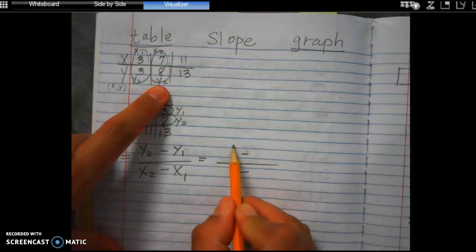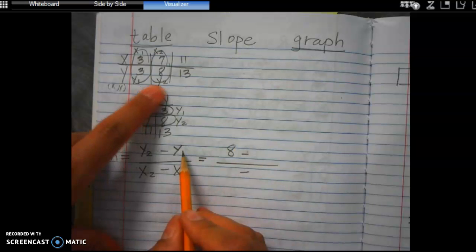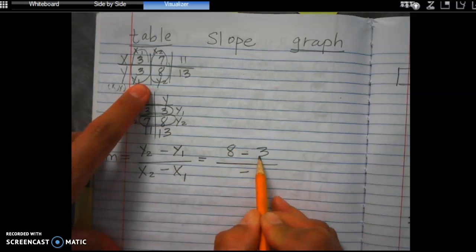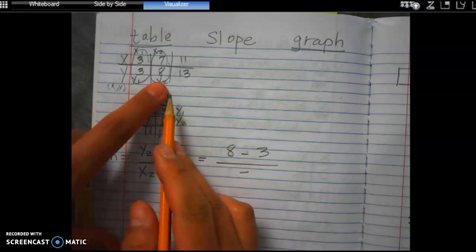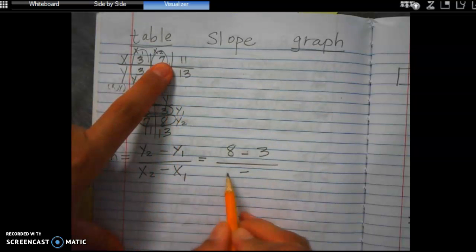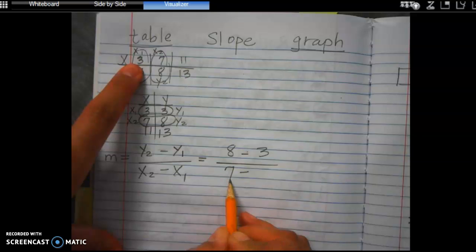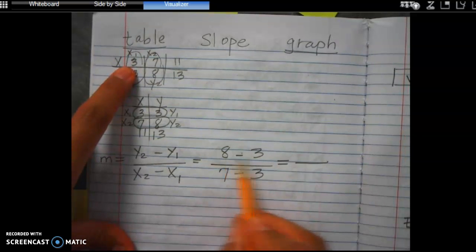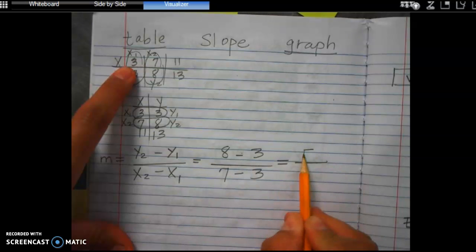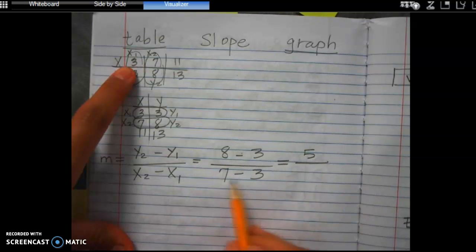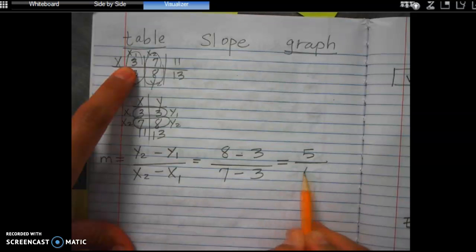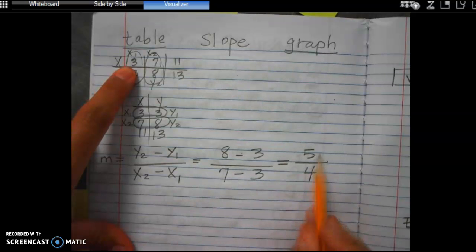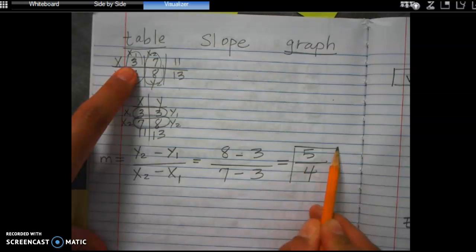So I'm going to say 8 minus my y1 was 3. Okay, because I started with 8, I have to start with 7 on the bottom. So I'm going to say 7 minus my x1 is 3. Okay, subtract along the top first, you get 5. Divided by, subtract along the bottom, you get 4. We cannot simplify this any further. We could change it to a decimal, but we're not going to do that right now.